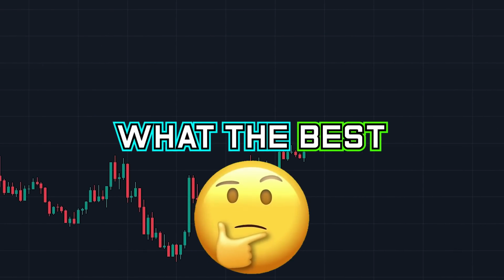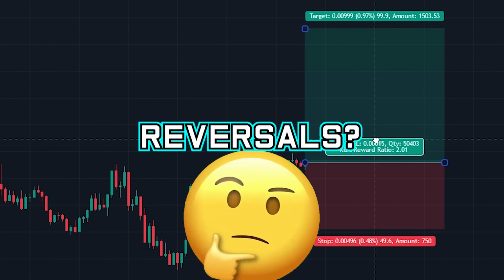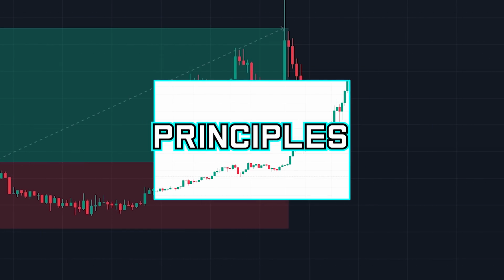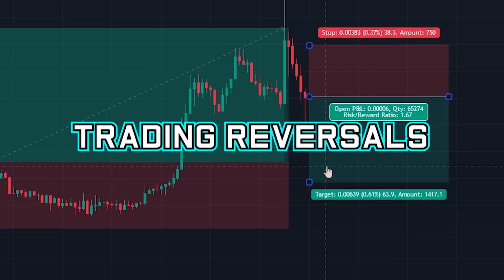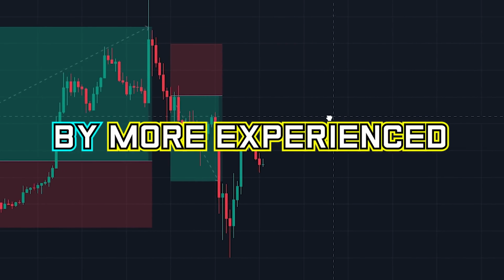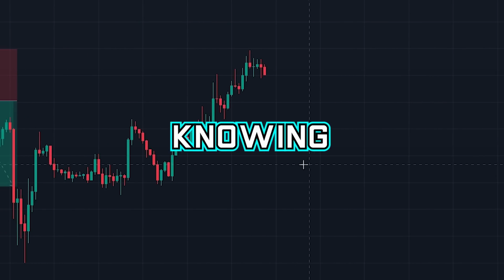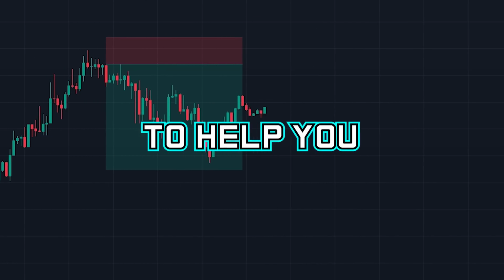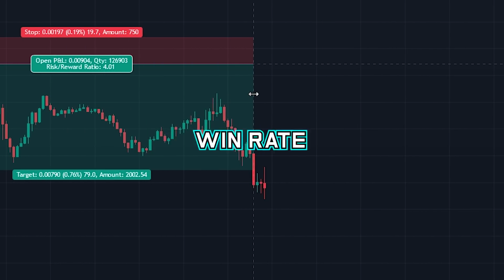Have you ever wondered what the best strategy is to trade reversals? The most common strategies are based on trend-following principles since they are easy to follow. Trading reversals is usually done by more experienced traders. However, knowing when a reversal will take place isn't hard if you use the right strategy and tools to help you make educated trades that cause for a high win rate.